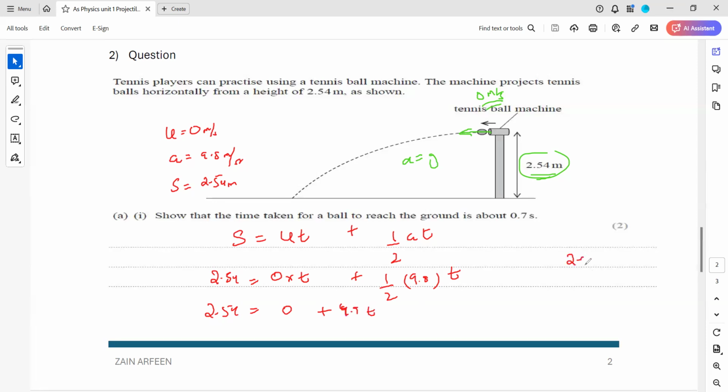So 2.54 is equal to 4.9 t squared. If we need t, we divide 2.54 by 4.9, which gives us 0.72. So it will take 0.72 seconds to reach the bottom.